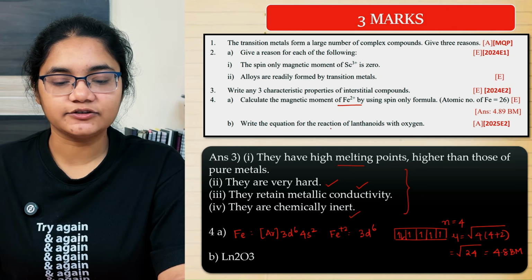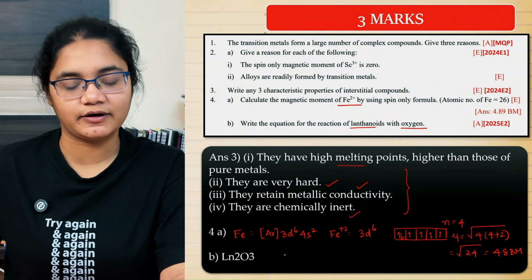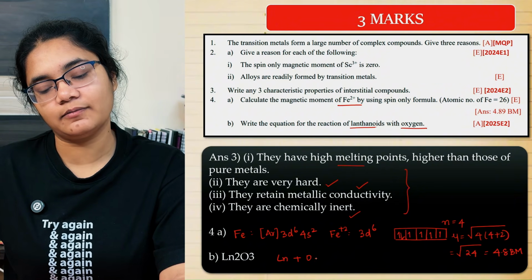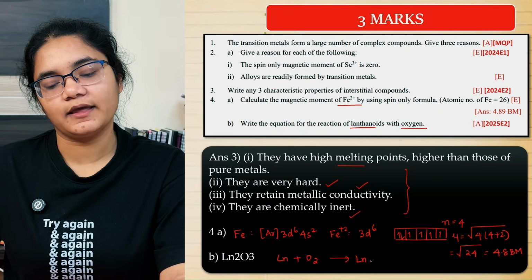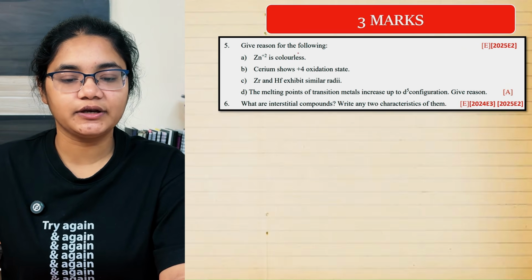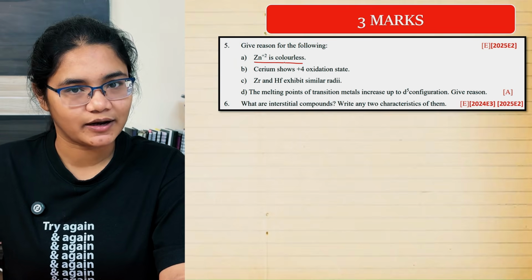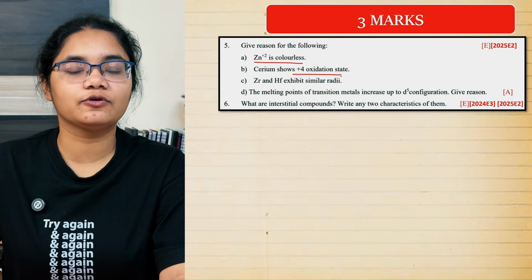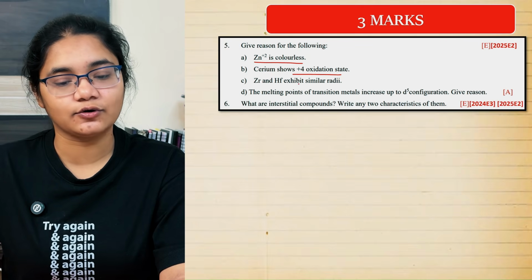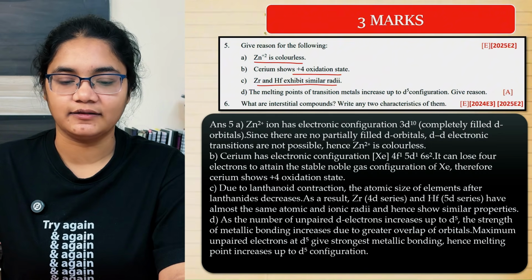Okay, next write the equation for the reaction of lanthanoids with oxygen. So you have to write the equation. Write down lanthanoid plus oxygen gives you Ln2O3. Now, fifth question, give the reason for the following. Zn2+ is colorless, very simple, because it has no unpaired electron. Cerium shows a +4 oxidation state because it attains a noble gas configuration. Zirconium and hafnium have similar radii because of lanthanoid contraction.